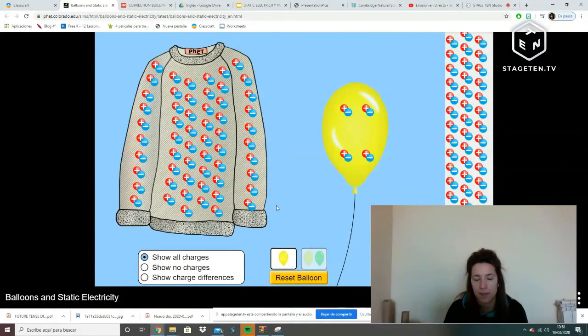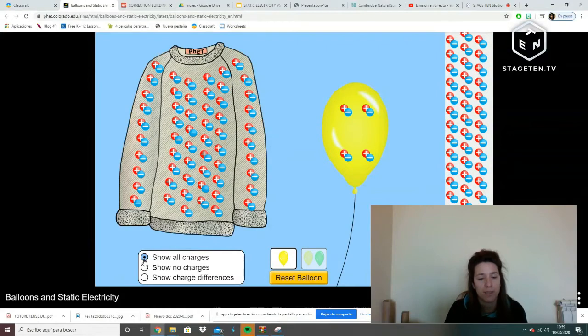First, I'm going to explain the different functions and buttons that we have here so you can understand how it works and you can do the activity that I am proposing. Here you can see that we have a jumper that is charged with protons and electrons. We also have a balloon and a wall.